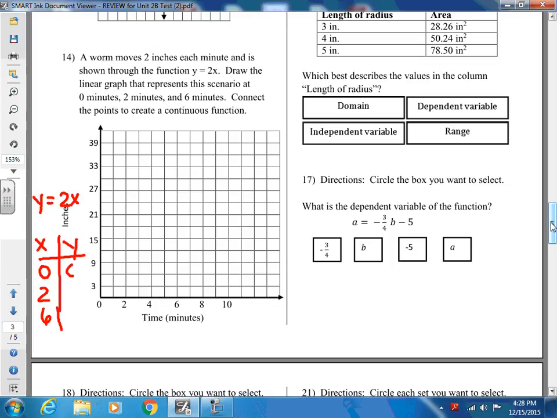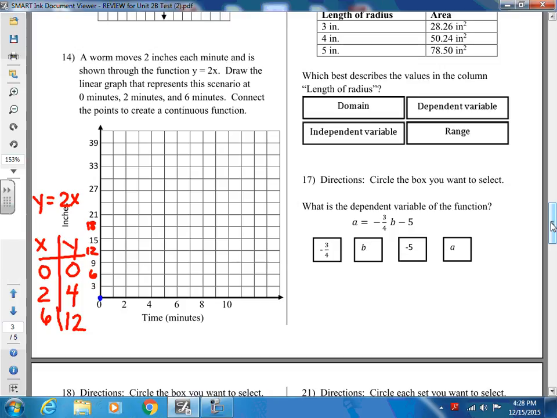2 times 0 is 0. 2 times 2 is 4. And 2 times 6 is 12. Right, now pay careful attention to the y-axis. Notice it's counting by threes. So this middle spot is a 6, then there's a 12, 15, 18, and so forth. Right, so now when you go to plot your points, you have to plot the 3 that are there and then draw a line to connect them.